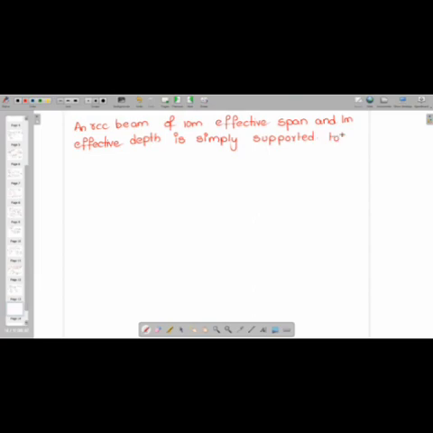The total UDL on beam is 10 mega Newton meter. The design shear force of the beam is... I'll give you 1 minute of time now. Please solve this. The design shear force of the beam.